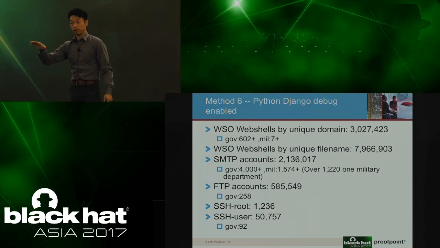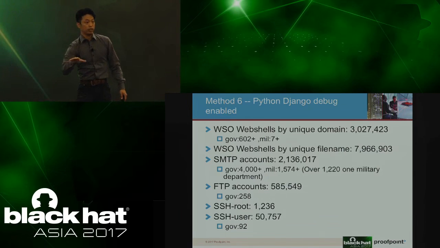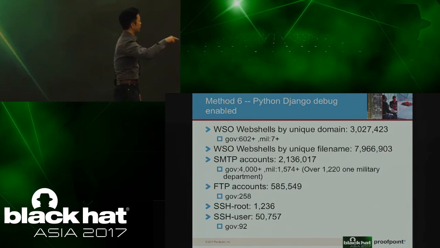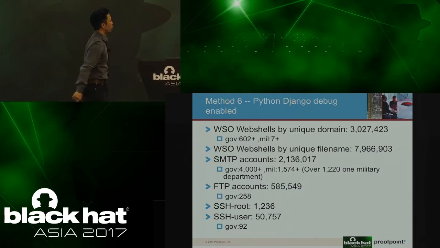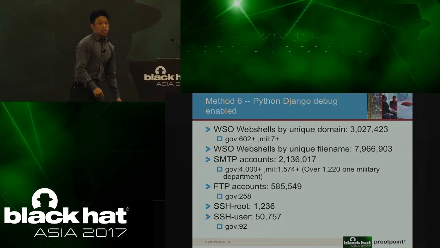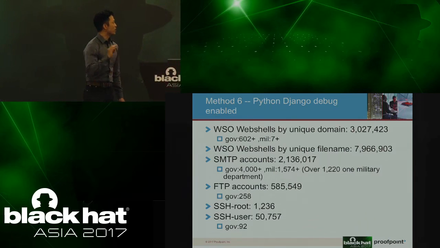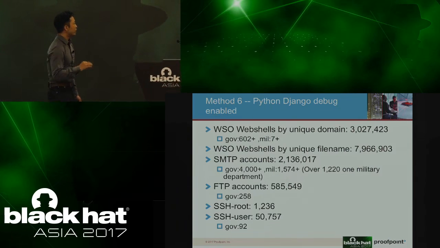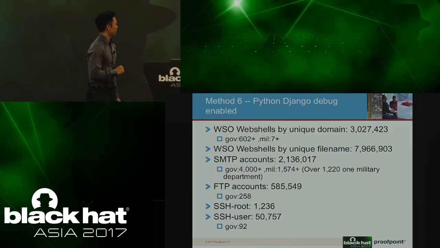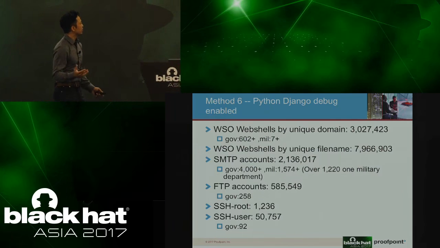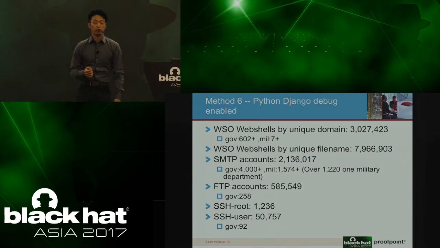So eventually, we figured out that after they buy these cPanel admin usernames or WordPress usernames, they try to get into the website and inject a WSO web shell. And we found that the number of WSOs that they own by unique domain name was more than 3 million. By unique file name, almost 8 million. SMTP accounts, almost 2 million, right? So they own a lot of assets.